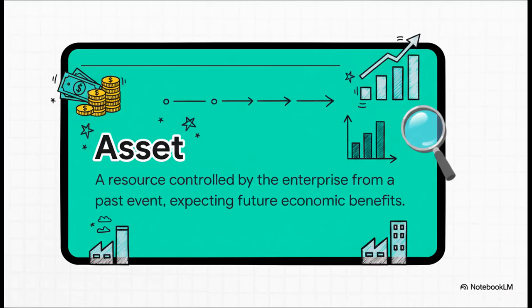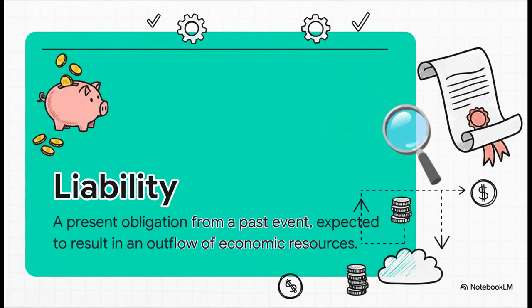An asset is a resource the company controls because of something that happened in the past and expects to get some future economic benefit from it. The key ideas here are control and future economic benefits. A liability is a present obligation, also from a past event. But here, settling that obligation is going to mean an outflow of resources from the company. So the key concepts are present obligation and outflow.